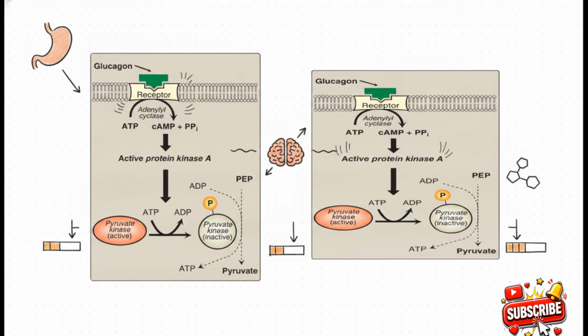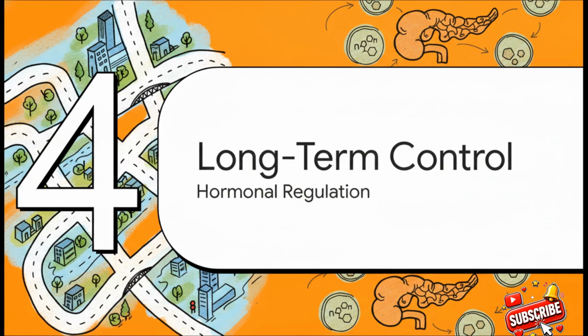Now, why does this matter? Well, the liver is essentially turning off its own glucose usage so it can save that precious glucose for the rest of your body, and most importantly, your brain. Which brings us to section 4, long-term hormonal control.